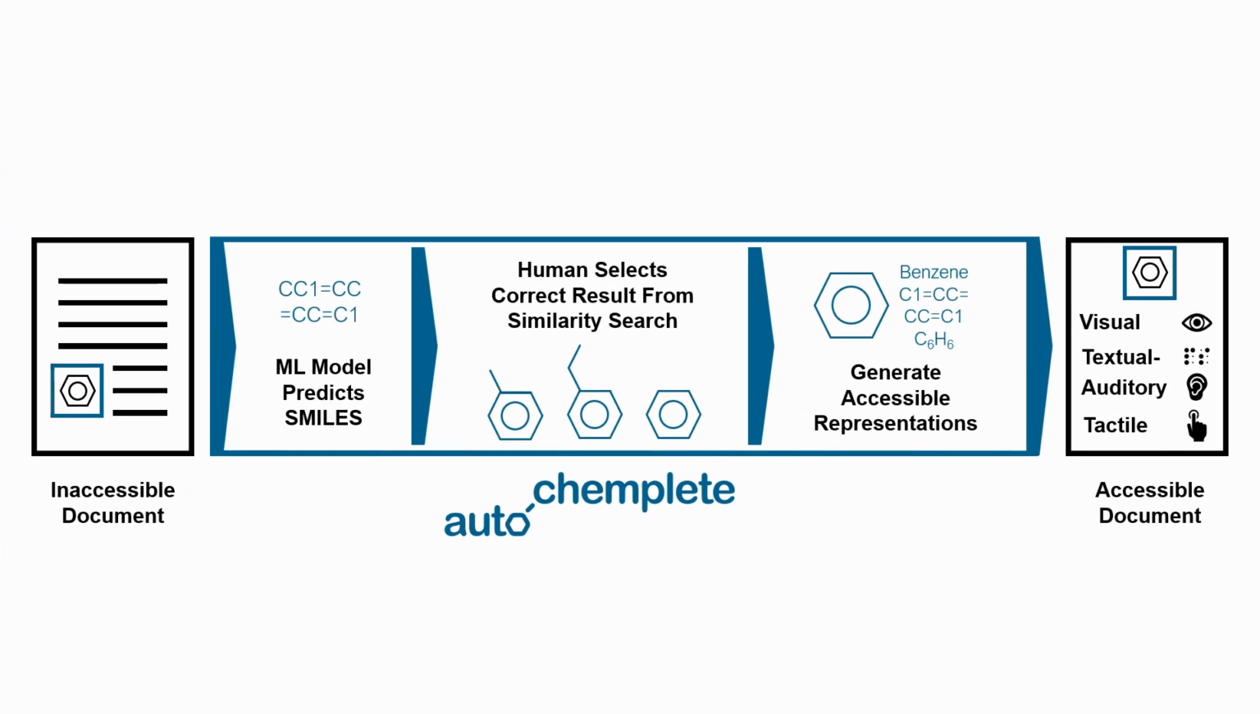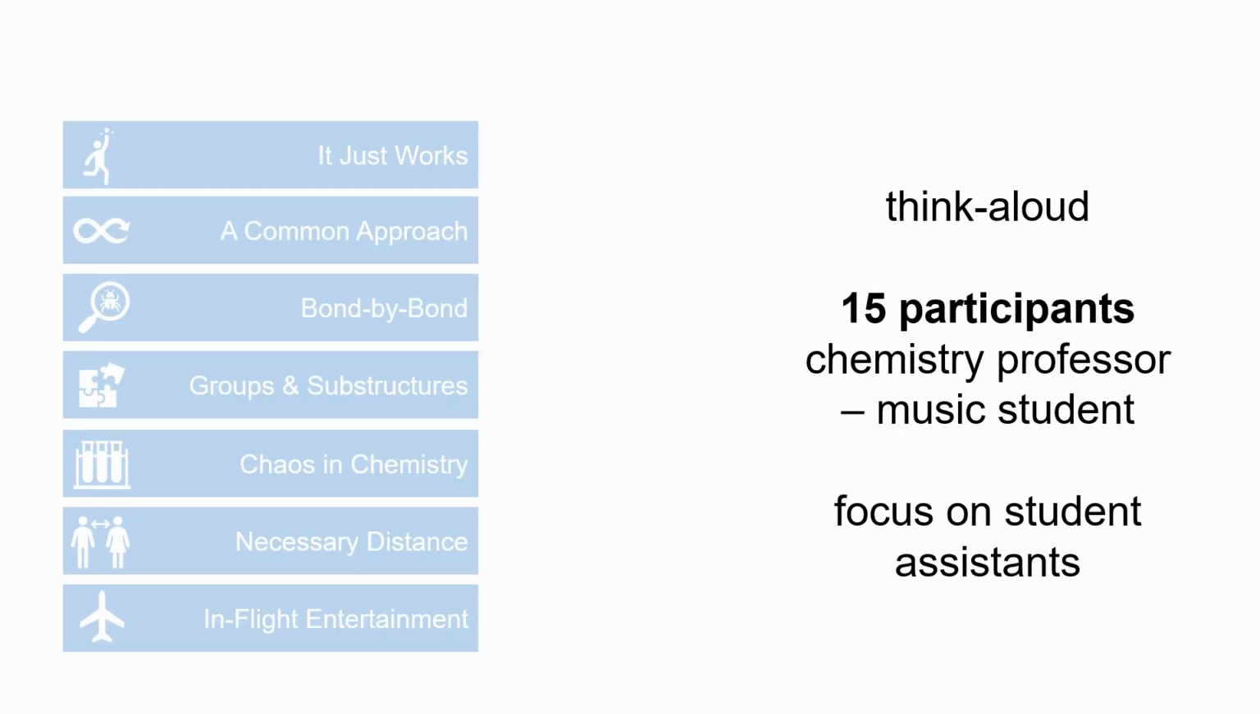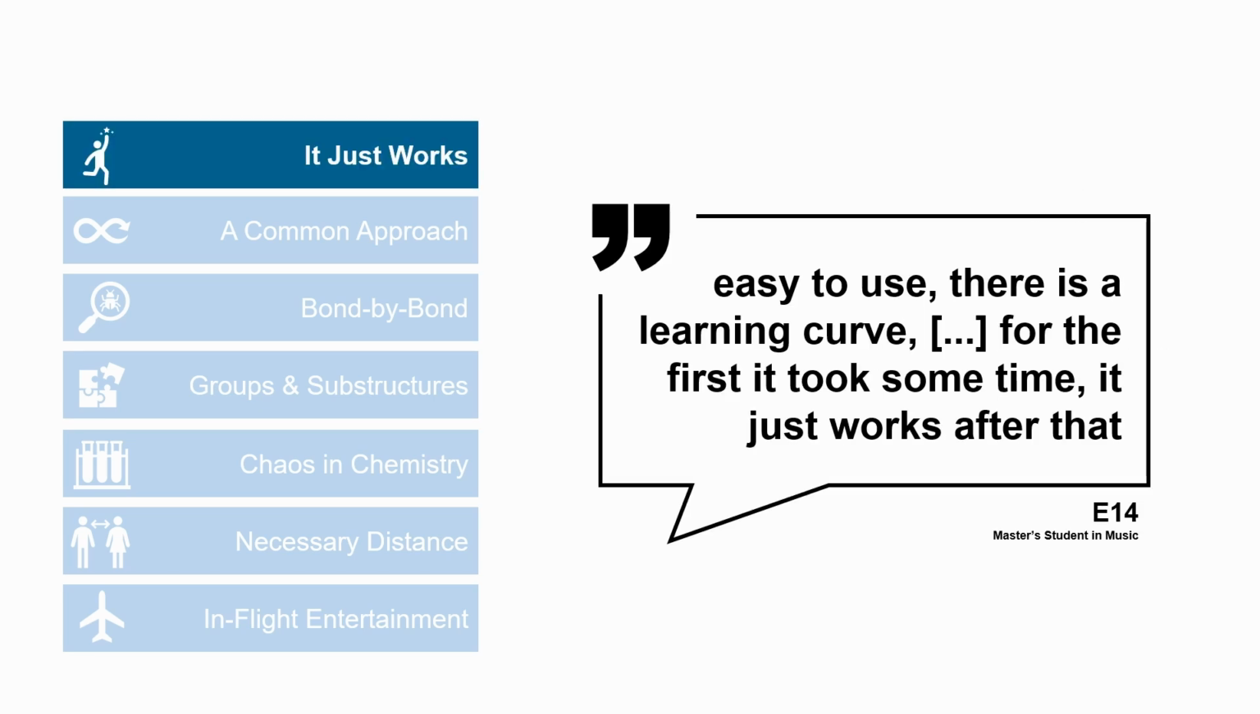AutoComplete represents an end-to-end interactive labeling solution covering the accessibility of chemical structural formulas. To evaluate AutoComplete, we conducted think-aloud sessions with 15 participants with expertises ranging from chemistry professor to music student. We focused on student assistants at the Center for Accessibility at our university, as they were already accustomed to making literature accessible. Using thematic analysis, we derived a total of 7 themes.